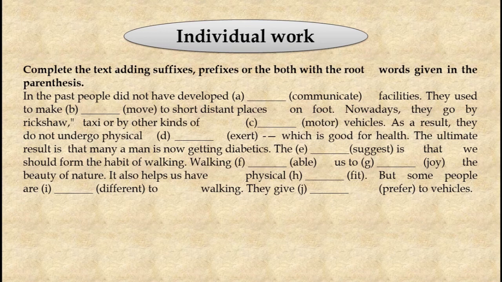Now we have to do some work. In the past, people did not have developed communicate. And number B, to make, move. And number C, kinds of motor. Number D, physical exert.